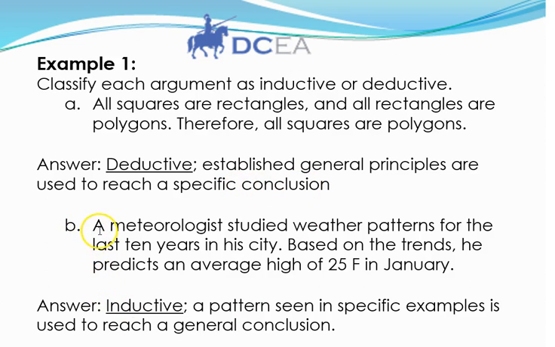Let's try B. A meteorologist studied weather patterns for the last 10 years in his city. Based on the trends, he predicts an average high of 25 degrees Fahrenheit in January. They actually have the word patterns in this argument, and they have the word trends, which is also assumptions made from patterns. So this is an inductive argument. A pattern is seen in specific examples, and it's used to reach a general conclusion.